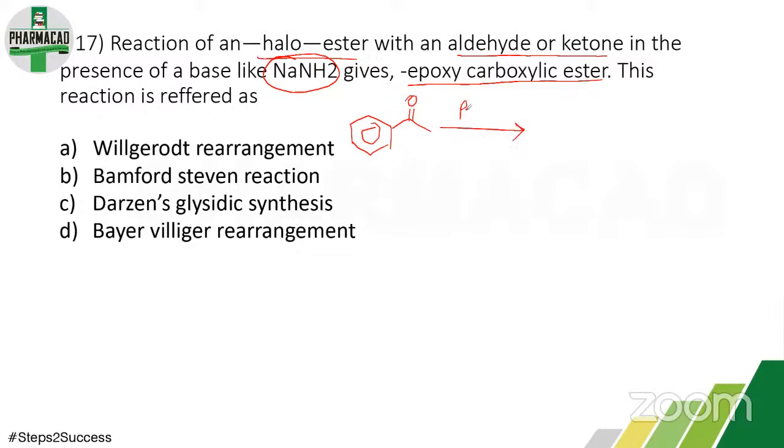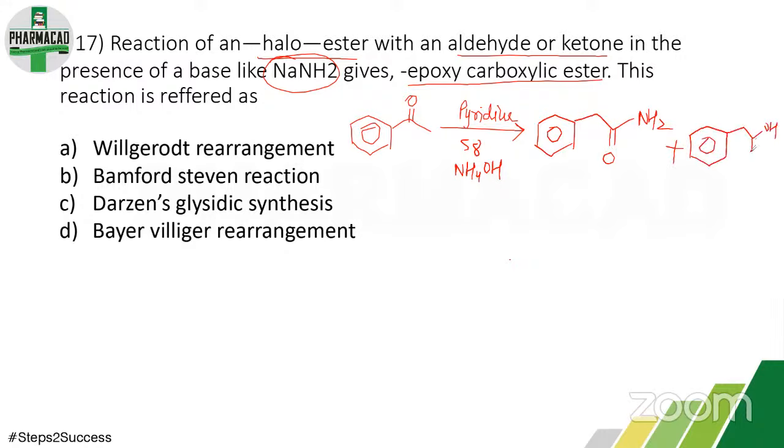reacts with pyridine, S8 with ammonium hydroxide. So we will get a mixture of two: one is amide and the other one is acid. Okay, what they are saying, halo-ester. We are having ketone. So this option is cancelled.